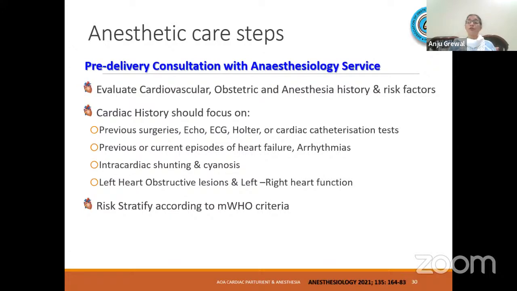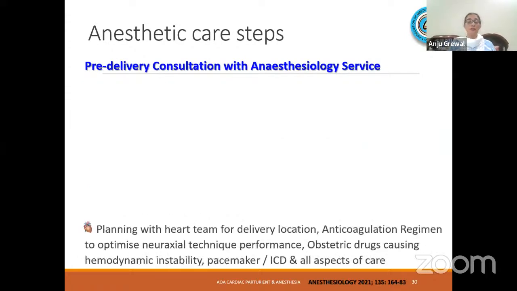For a cardiac history, you need to focus on her symptoms and signs, and of course on her previous surgeries. If she has previous records of her echo, ECG, Holter, or any cardiac catheterization done previously, on previous or current episodes of heart failure and arrhythmias, is she exhibiting cyanosis? Does she give you a history of cyanosis? And are there any symptoms of left heart obstructive lesions? So all of these we need to look at, and then of course risk stratify them as we talked earlier about on the basis of the modified WHO criteria.